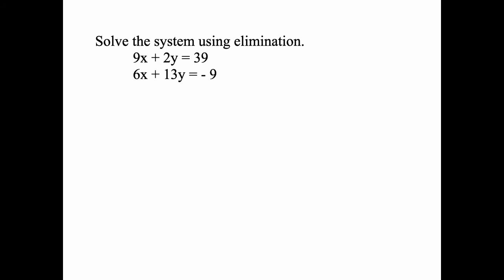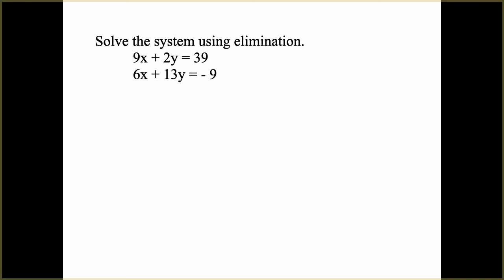The easiest one probably to eliminate is going to be the x coordinates. And if you look at 9 and 6, the least common multiple of them is 18. And to get 18, we multiply the top one by 2. And I'm going to multiply the bottom one by a -3 to get opposite coefficients. So 2 times 9x is 18x. 2 times 2y is 4y. 2 times 39 is 78.